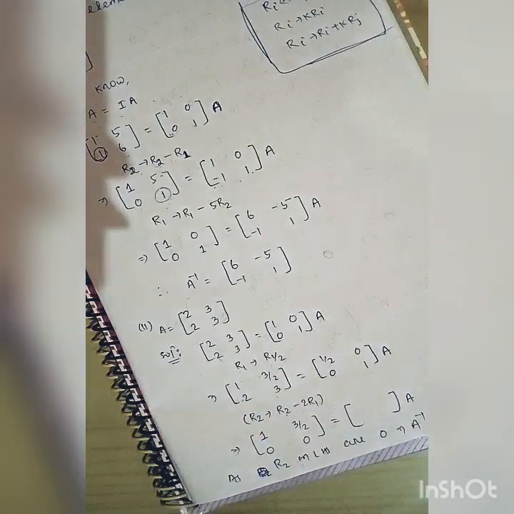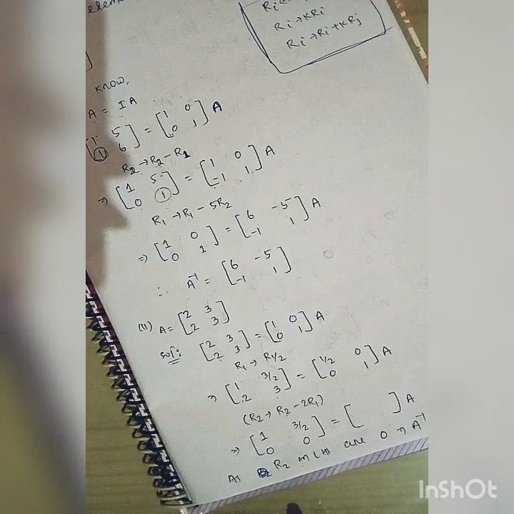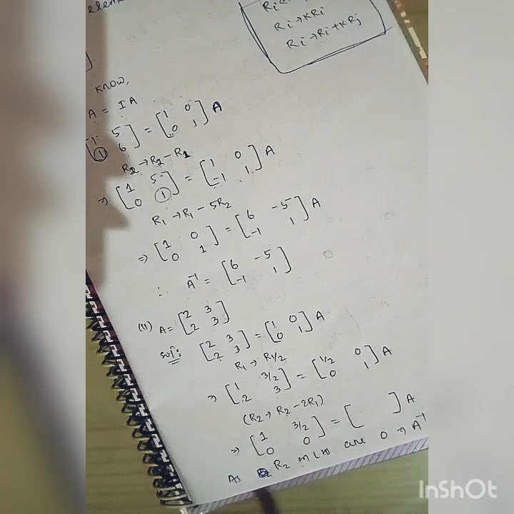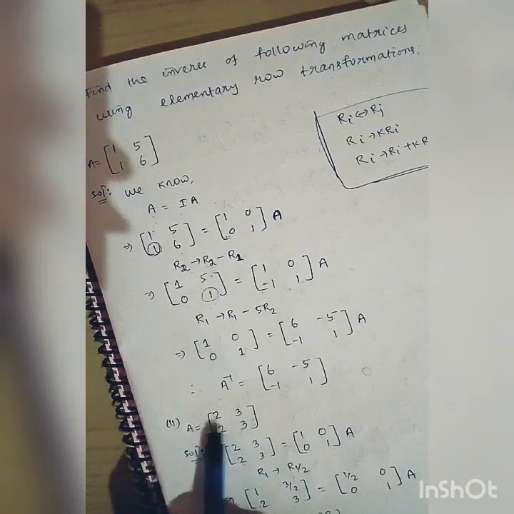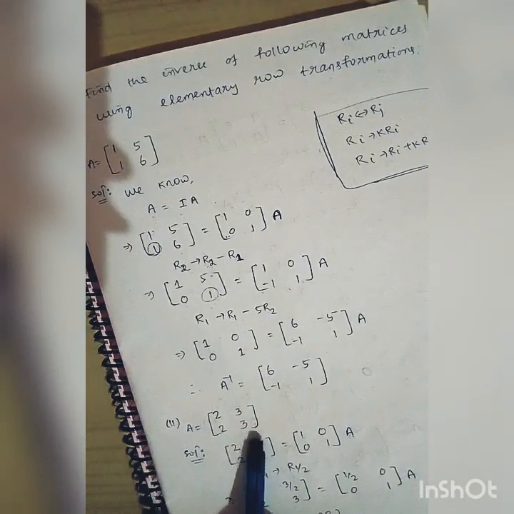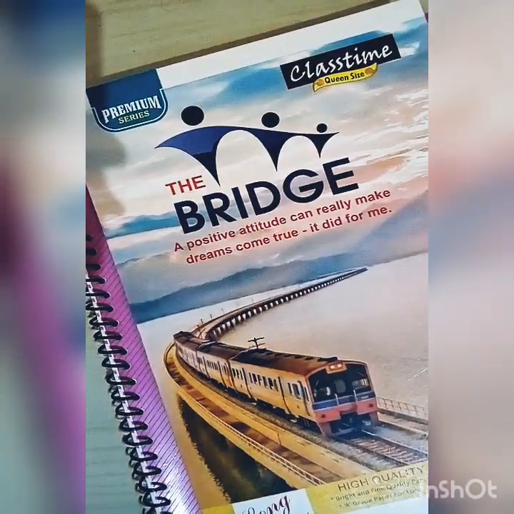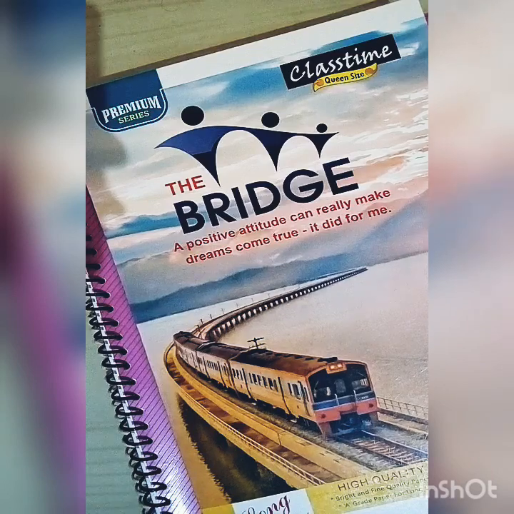As you know, while using elementary transformations, if in the LHS every element of any row or column is 0, then we cannot find the inverse of this matrix. As row 2 is 0, inverse does not exist. Again, if the determinant of A is 0, it is a singular matrix, so we cannot find the inverse of this matrix. Let's take another example.